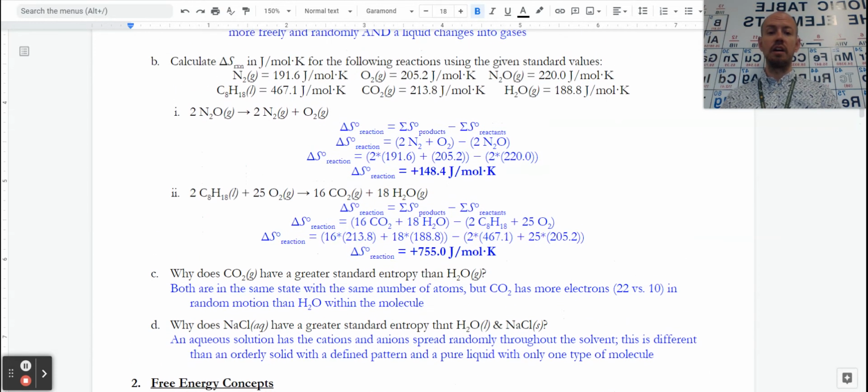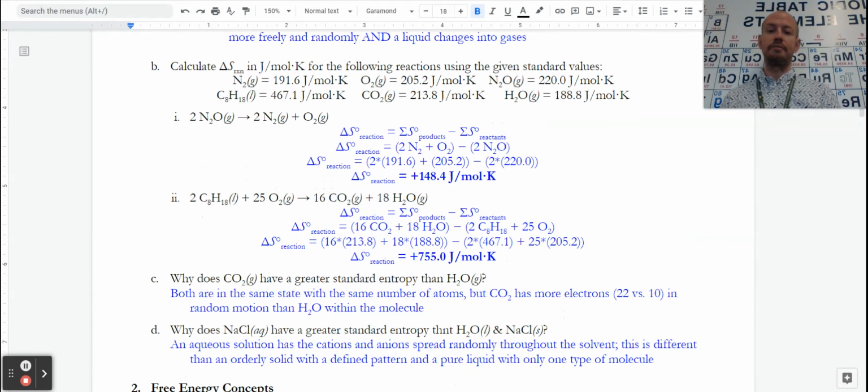Some other questions here are related to these numbers. The first one, CO2, which is up here, 213.8, compared to H2O, which is 188.8. So we have a difference there of about 30, maybe 25 joules per mole. Both of those are in the same state of matter, which is why they're fairly close. But when we think of CO2 compared to H2O, the CO2 molecule still has just 3 atoms, just like the water has 3 atoms.